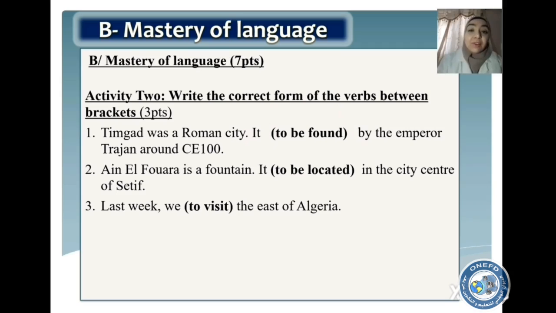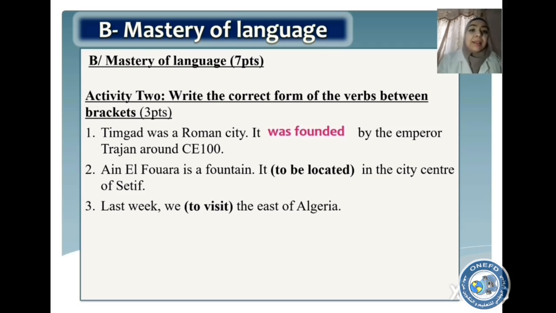In the passive voice, I put the verb to be in the correct tense, and the past participle of the verb. In which tense will I put the verb to be here? Past, so past simple. Timgad was a Roman city. It was founded, the past participle of the verb to found, by the Emperor Trajan around the year 100 CE.